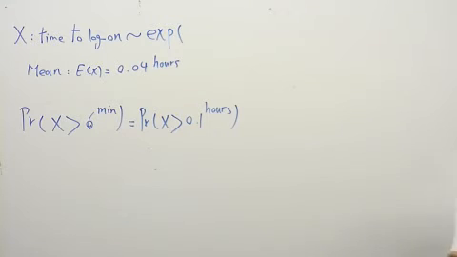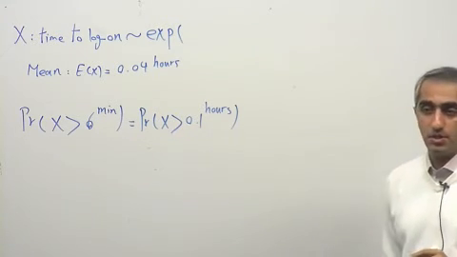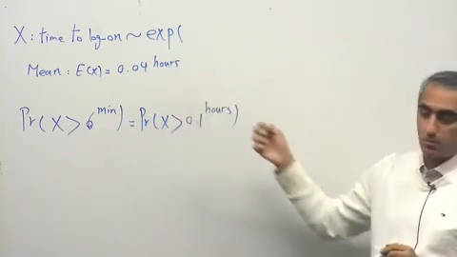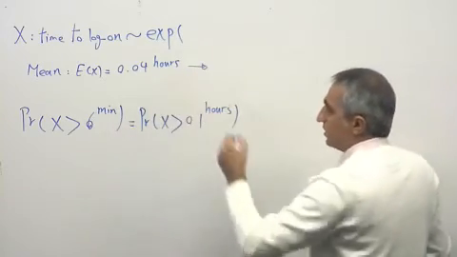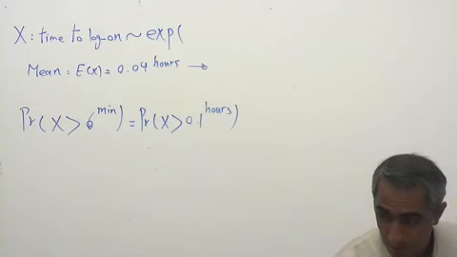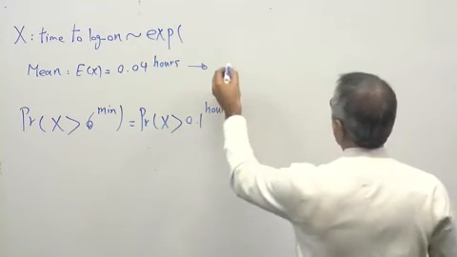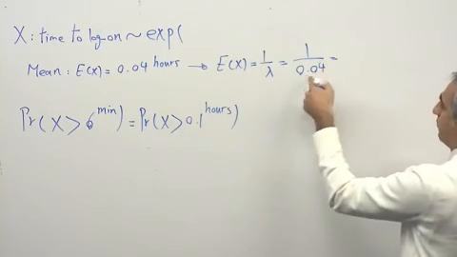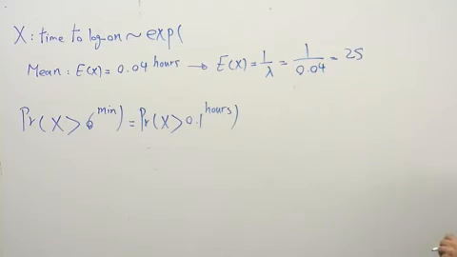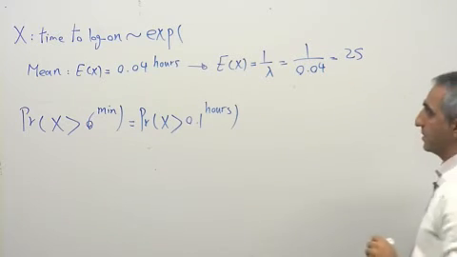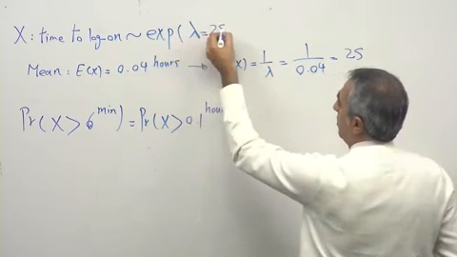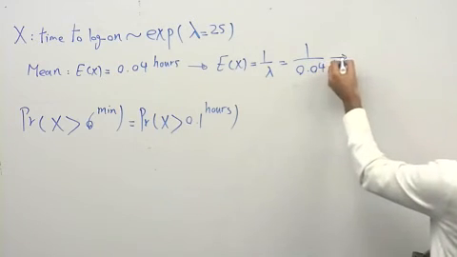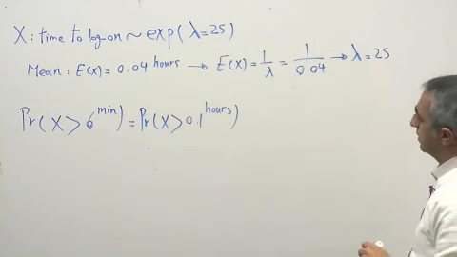So what should I do? I need to basically integrate the PDF function from 0.1 to infinity. Okay? So the expected value is 0.04. What is lambda? If I go back, you can see the expected value of x is 1 over lambda. In this case, it is 1 over 0.04, which is 25. So exponential with lambda equal to 25. Oops, that was bad math. Lambda equal to 25. Okay?